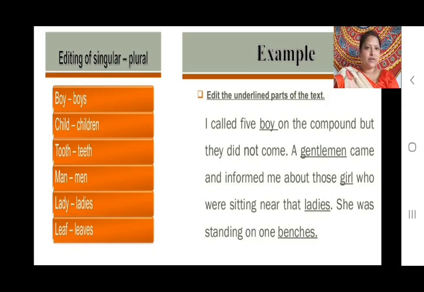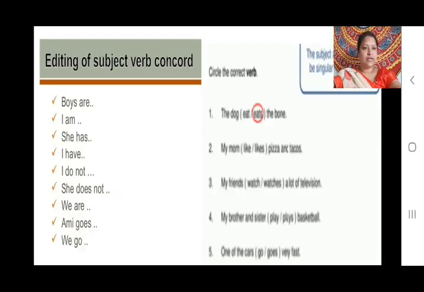Let's come to the question part. I called 5 boys. 5 refers to plural here, so it won't be boy. In place of boy, you will write boys. Gentlemen refers to plural, but here the article a is written. A refers to singular, so here it will be gentleman, M-A-N. And those girl: those refers to plural, but girl is written, so girl is wrong. In place of girl, what will you write? Girls. Very good. And the last one: one benches. One refers to singular, benches refers to plural, so in place of benches, it will be bench only.